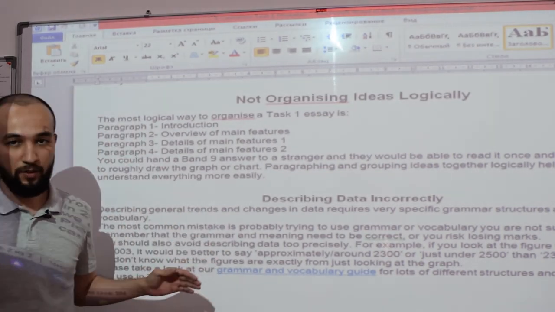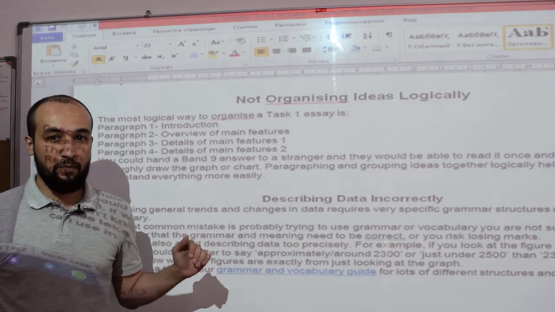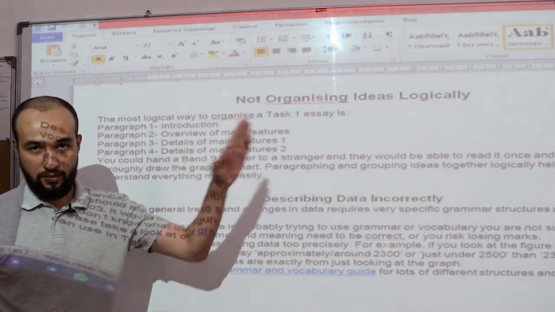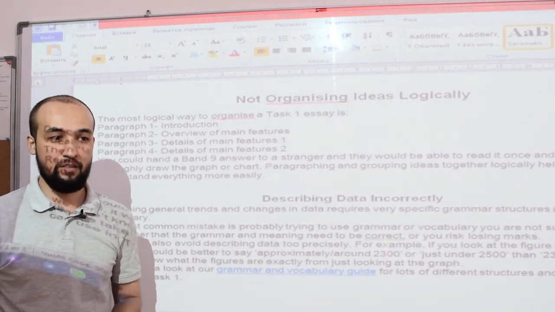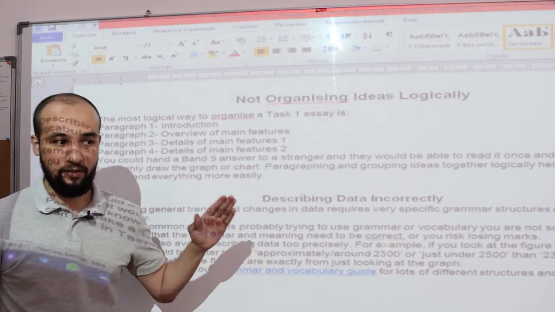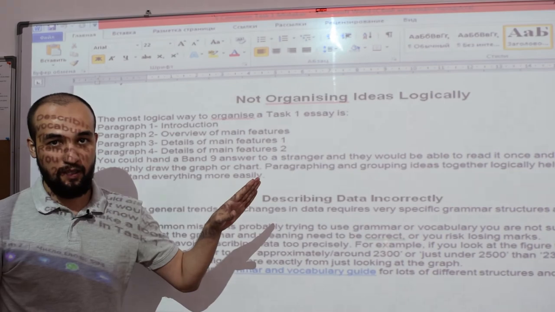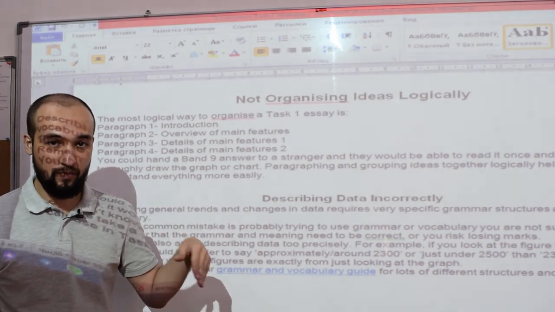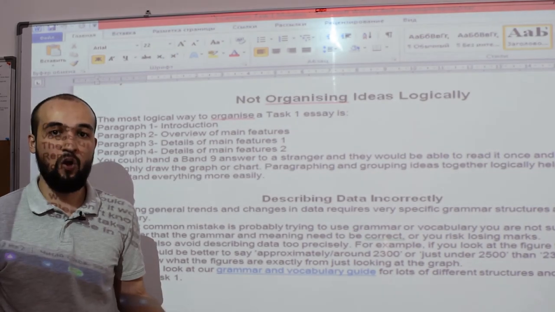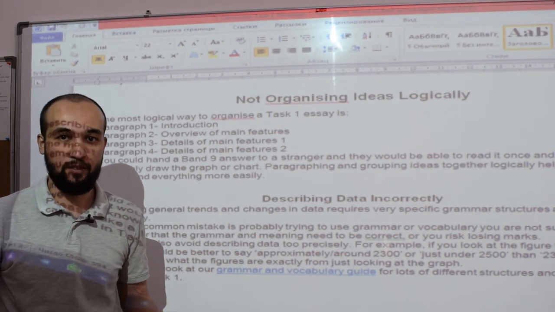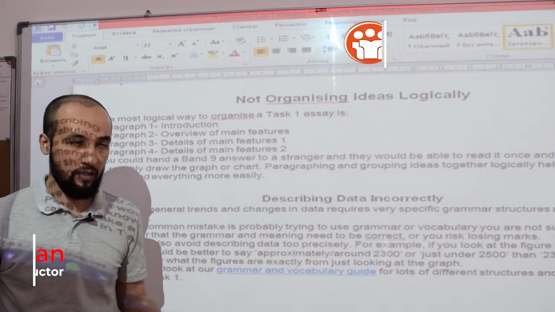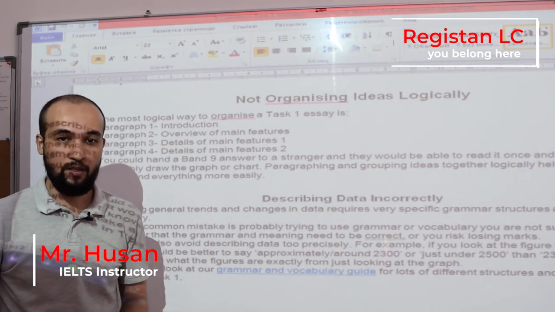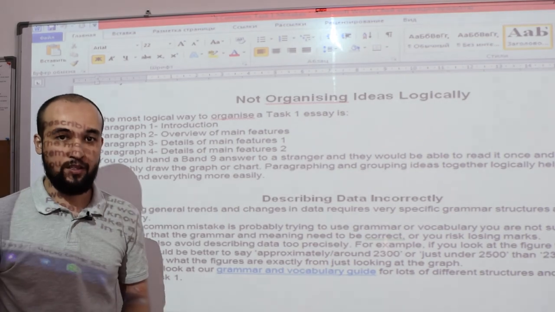The next one is describing data incorrectly. That's quite simple. If, let's say, in the graph the sales of Captiva increased, but you say the sales decreased, that's a wrong explanation, wrong data. So be careful. Before writing, study the graph, be careful, and then start writing.